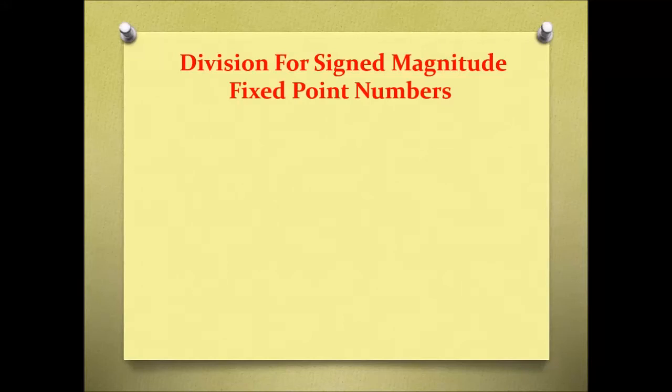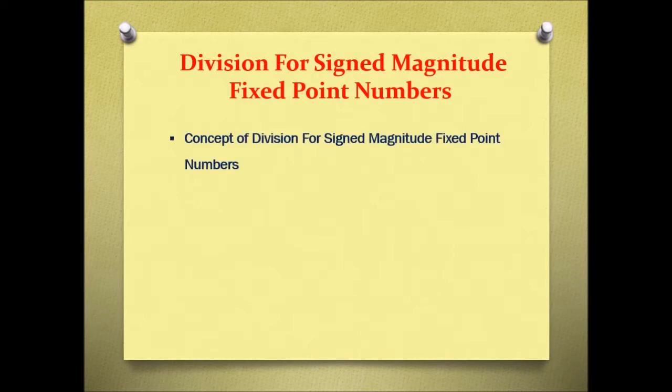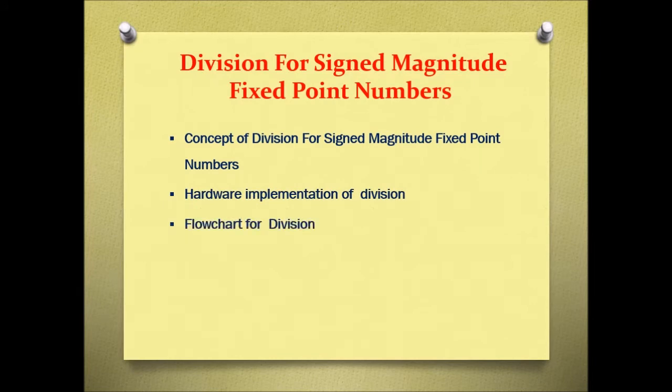So in this lecture, we will see the division for sign magnitude fixed point numbers. First of all, we see the concept of division for sign magnitude fixed point number. After that, the hardware implementation for division. Then the flowchart for division. After that, we'll see the divide overflow condition, when the divide overflow condition occurs. And then last, we'll see the example of division for sign magnitude number.